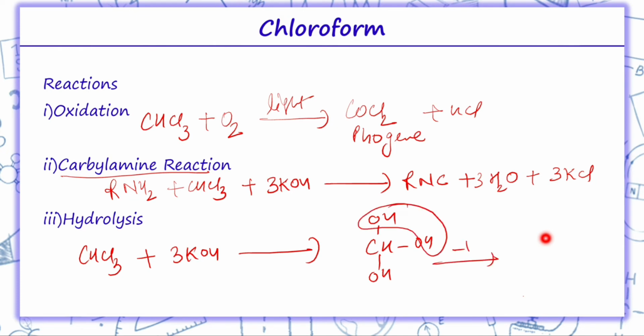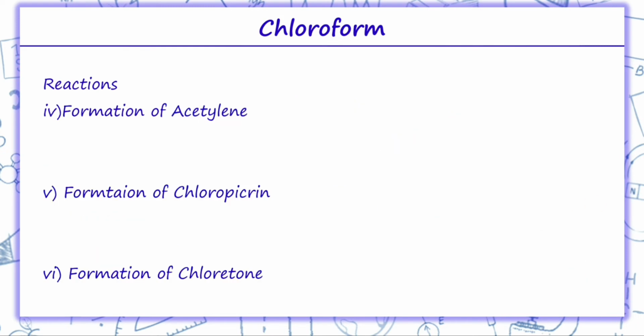So when we remove water, we will get HCOOH. Again, when it reacts with KOH, it forms HCOOK plus H2O. So this is how hydrolysis of chloroform takes place. Coming on to next, formation of acetylene.